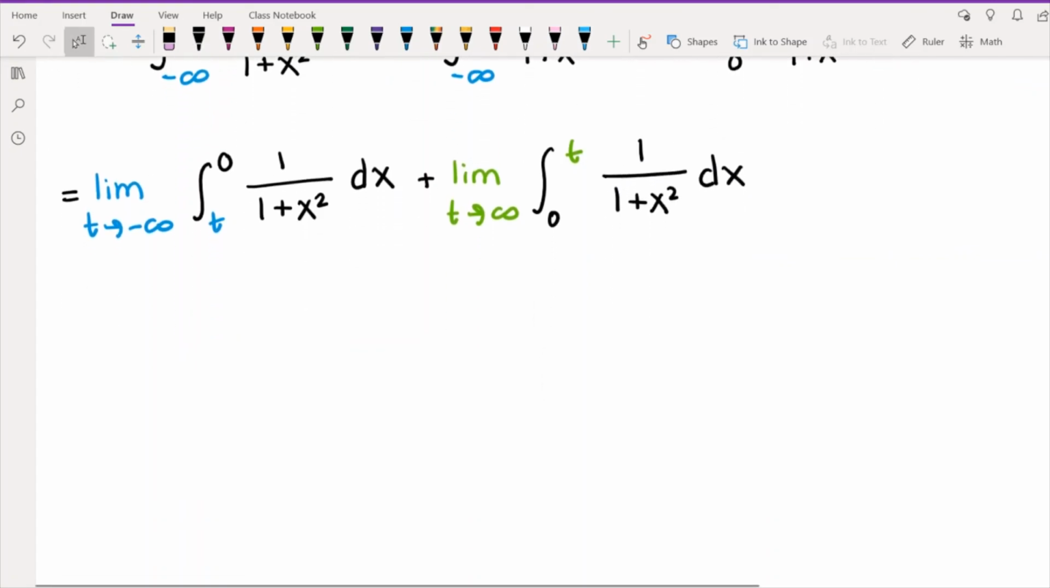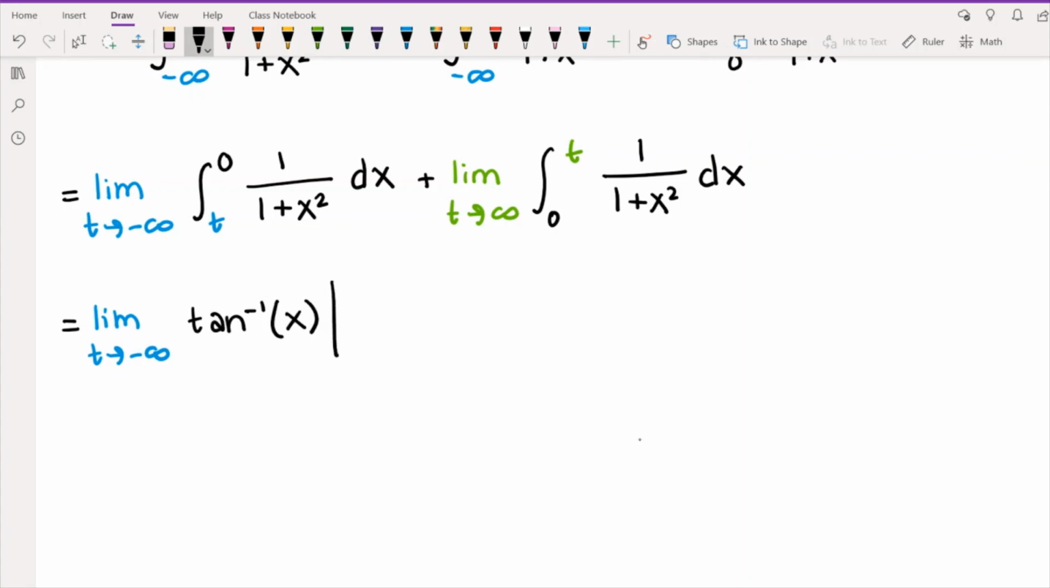So what do we get for these antiderivatives? Well, it's just inverse tangent, right? So we're going to have the limit as t approaches negative infinity of the antiderivative, which is inverse tangent, evaluated at 0 and at t. And then here we're doing the limit, and we're taking, again, the same antiderivative and evaluating it at 0 and at positive t.